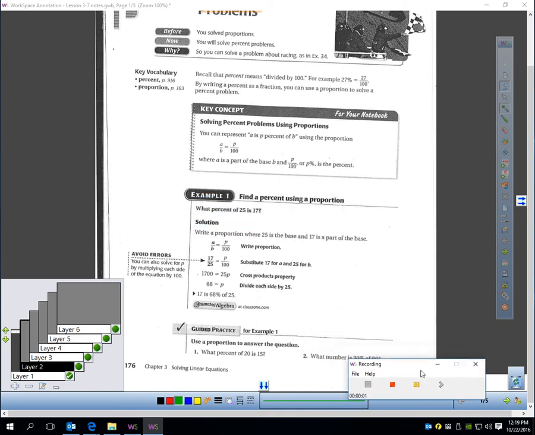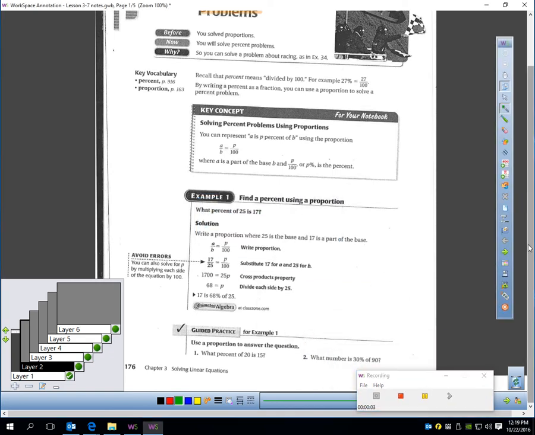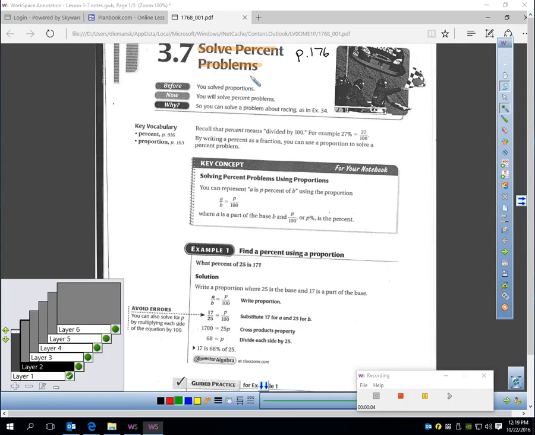This lesson is lesson 3.7, solving percent problems. You should be on page 176. Recall that the word percent means to divide by 100. So when I hear percent, like 58%, that means to me 58 out of 100. That's what a percent is. It means out of 100.